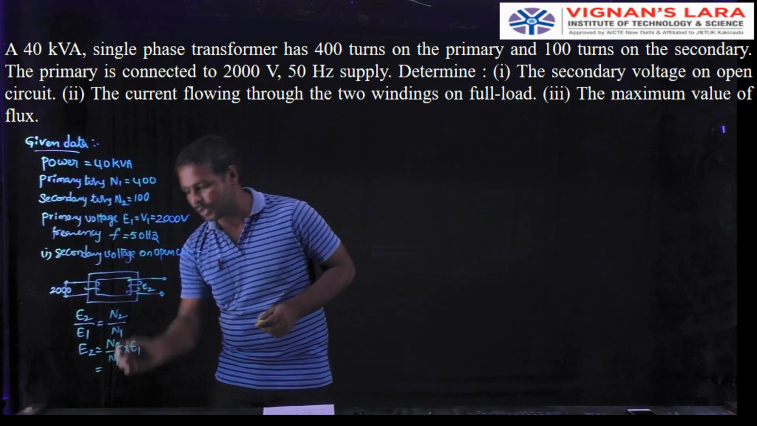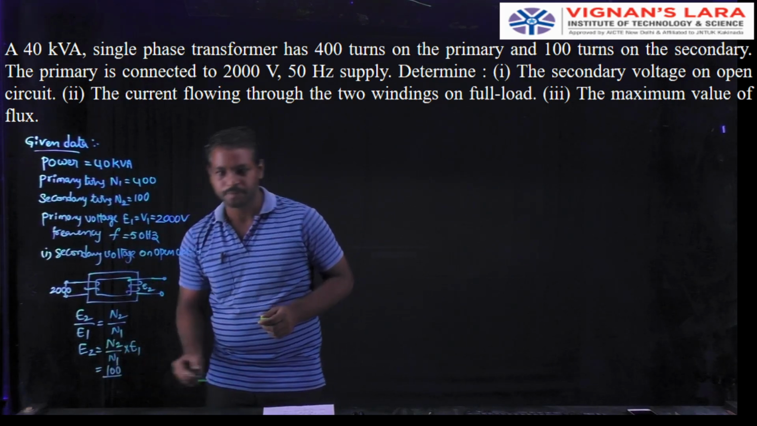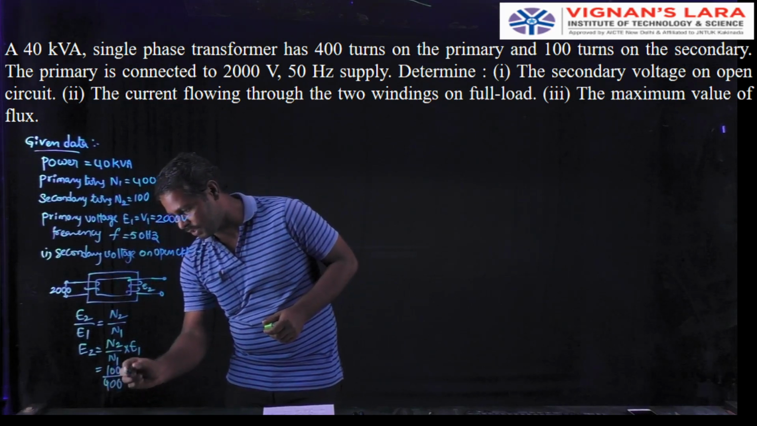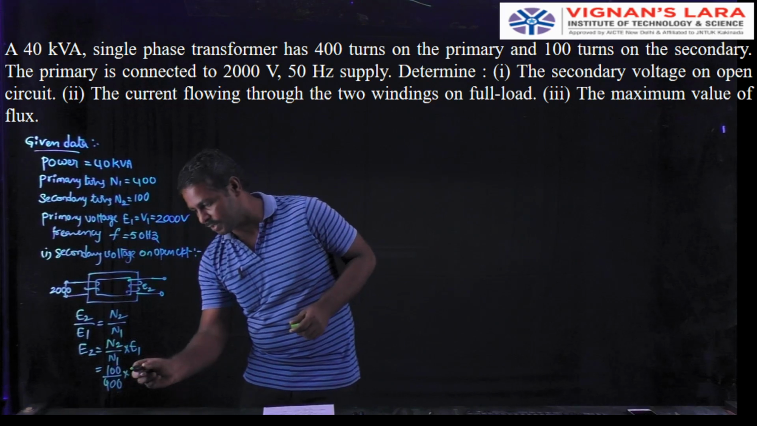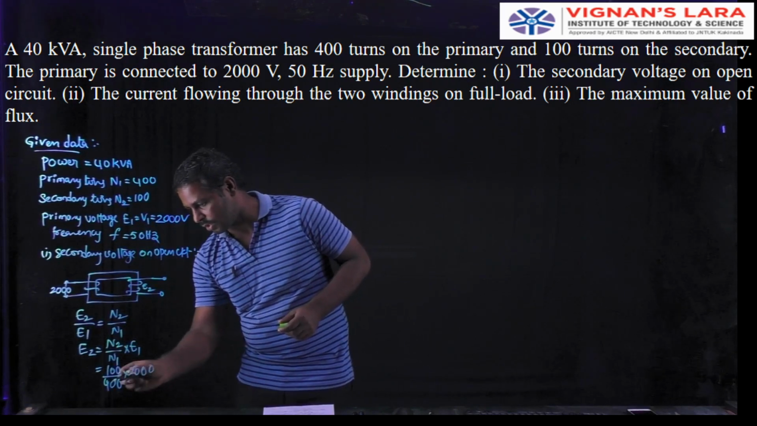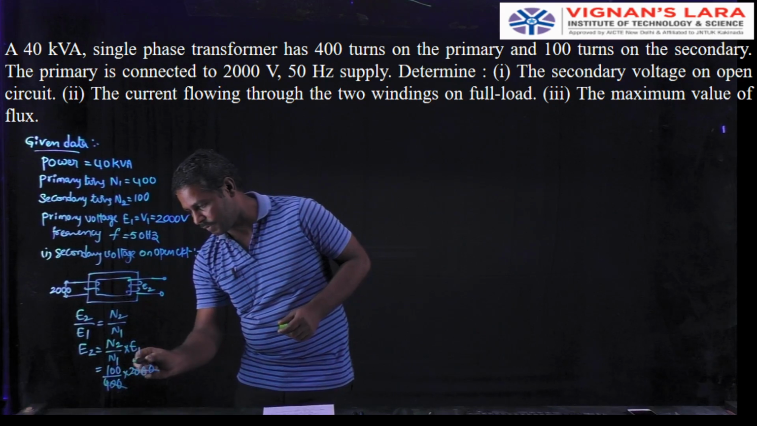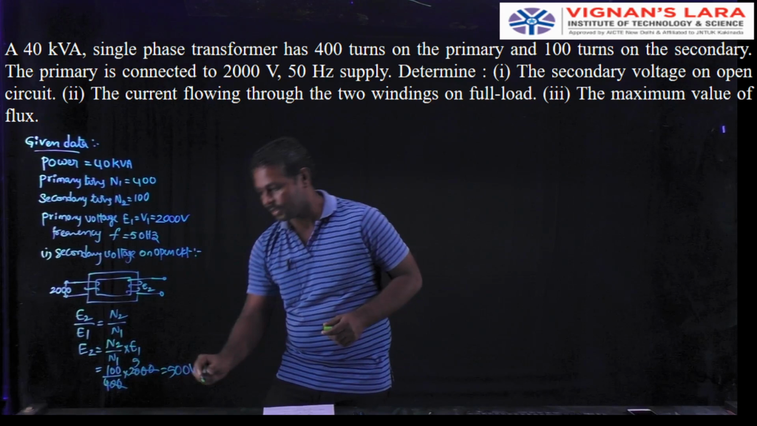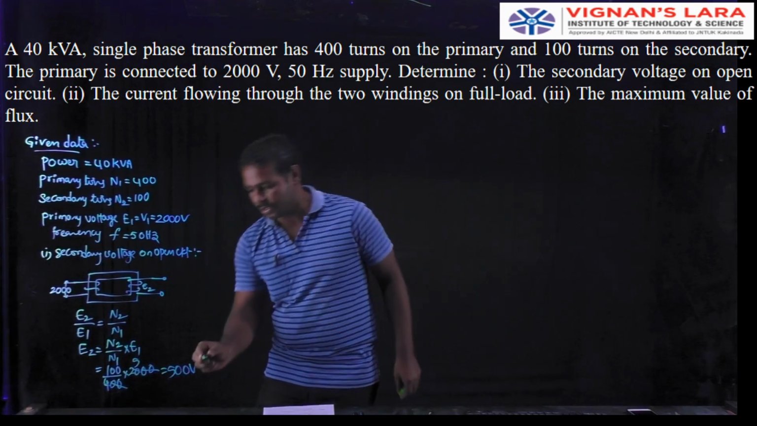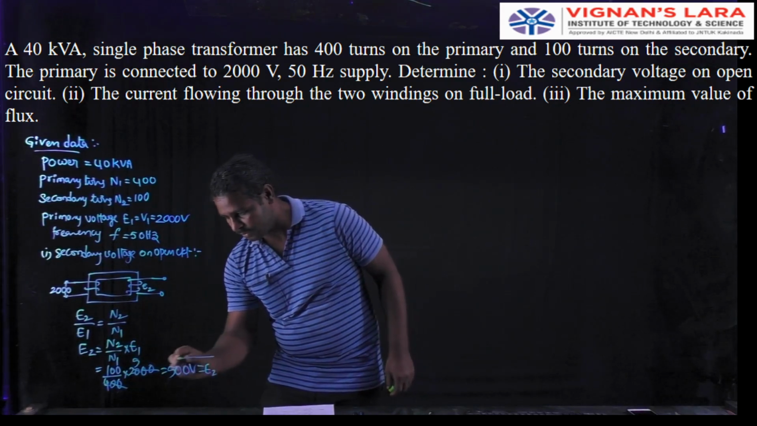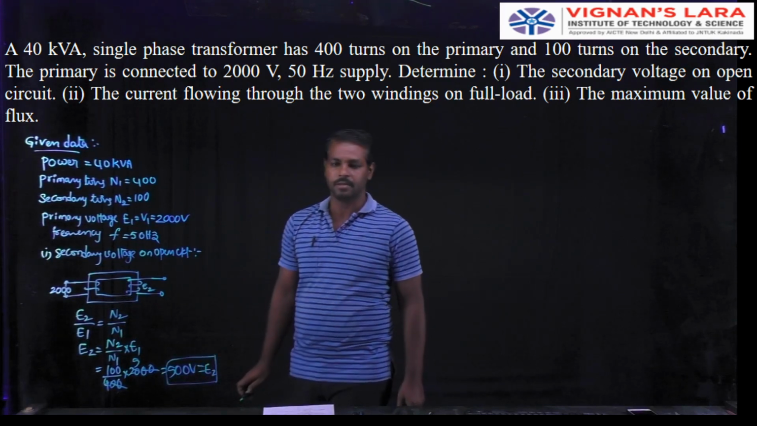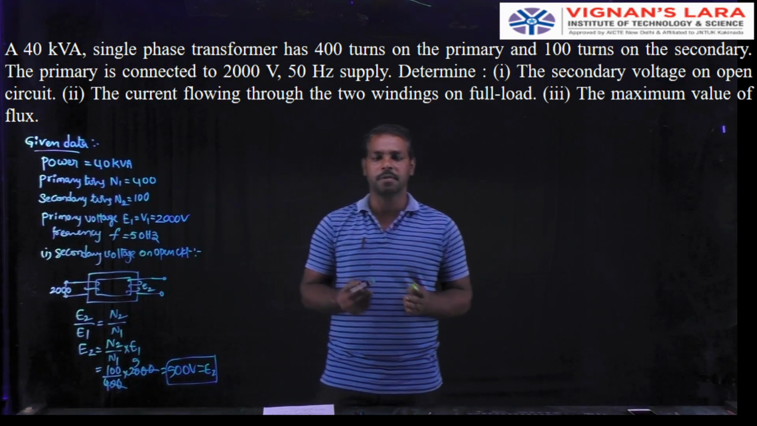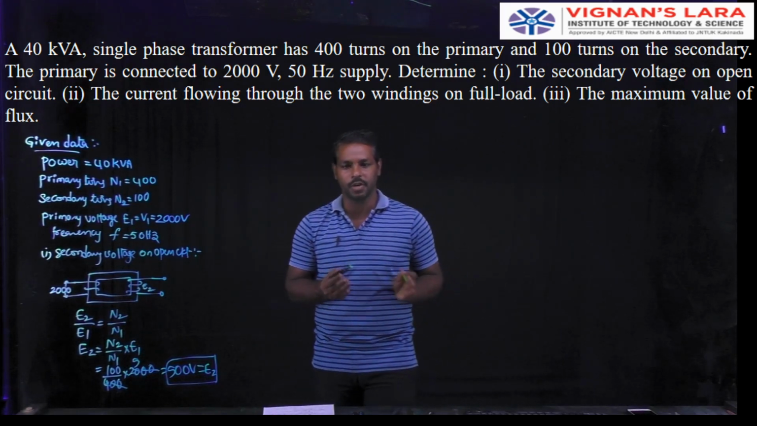So E2 is equal to 100 divided by 400 into E1, and E1 is equal to 2000. Two zeros get cancelled, 4 fives are 20, so 5 into 100 is equal to 500 volts. So the first answer is E2 is equal to 500 volts. The second one is the current flowing through the two windings on full load condition.